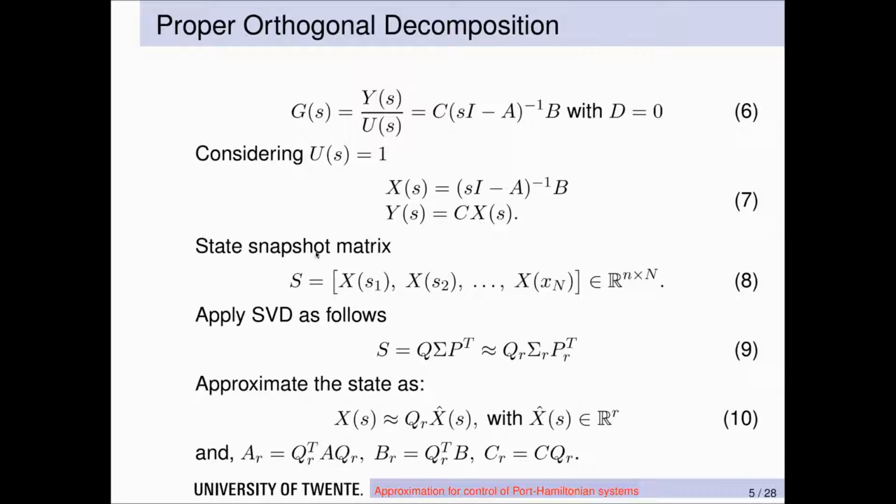So I have data at defined frequency points, and then I construct this snapshot matrix. Then the SVD of this snapshot matrix is used to approximate this basis matrix. So we can use this QR to approximate the original state space, and the reduced realization is like this one.